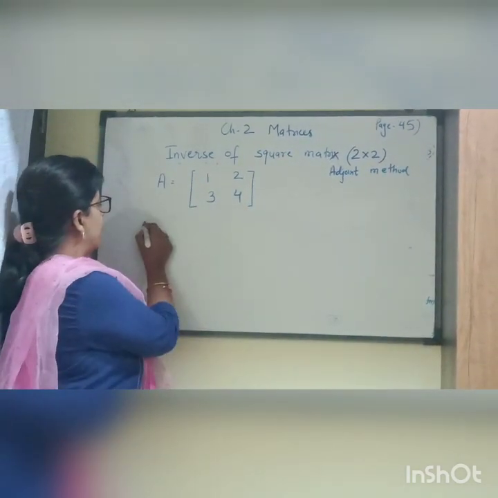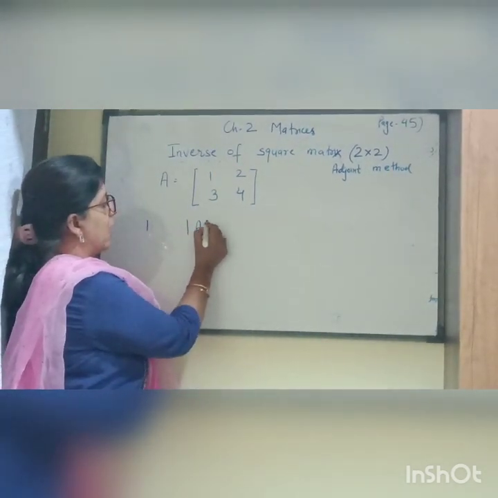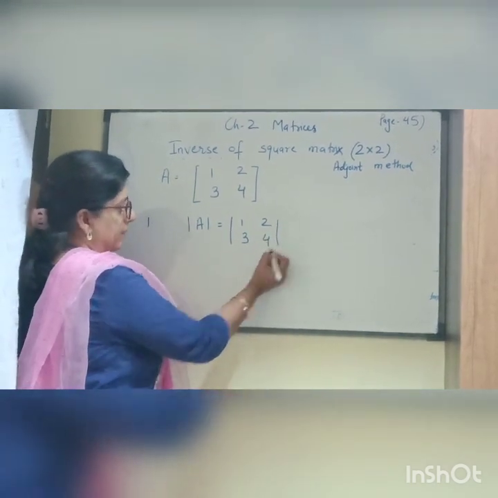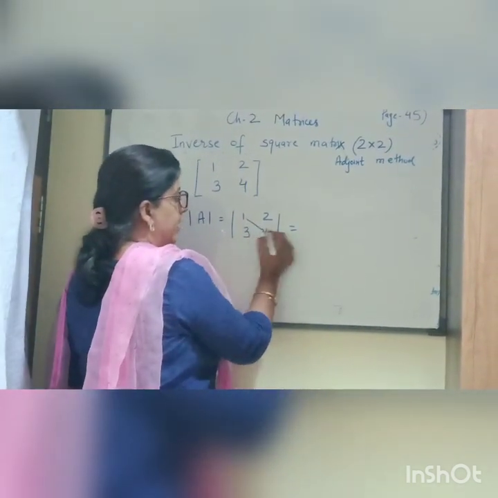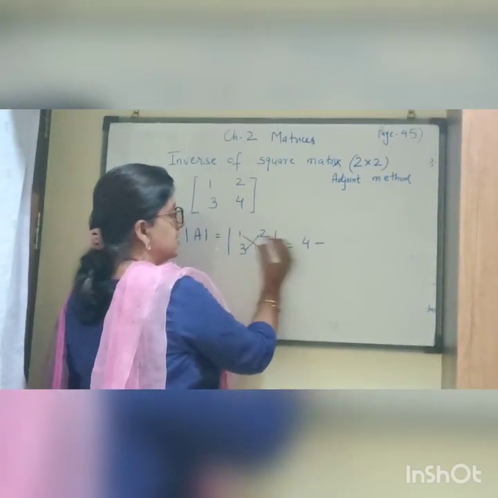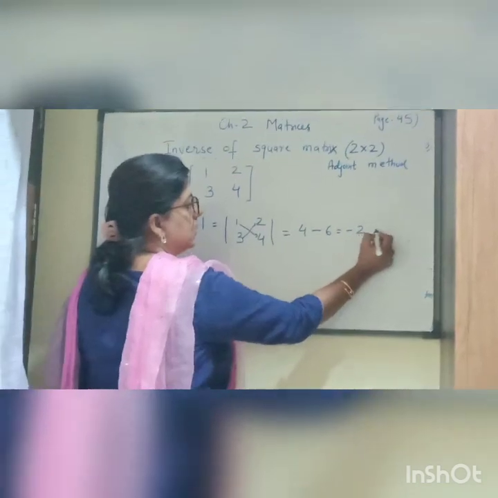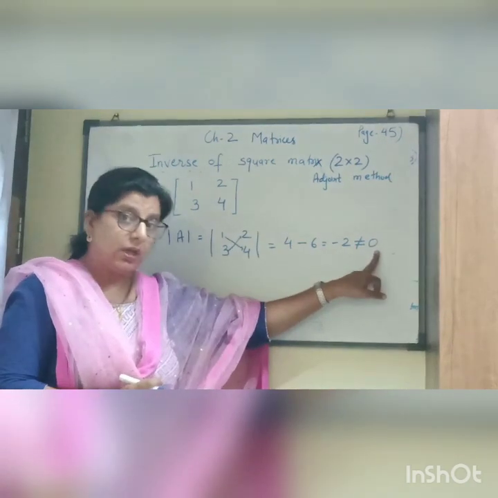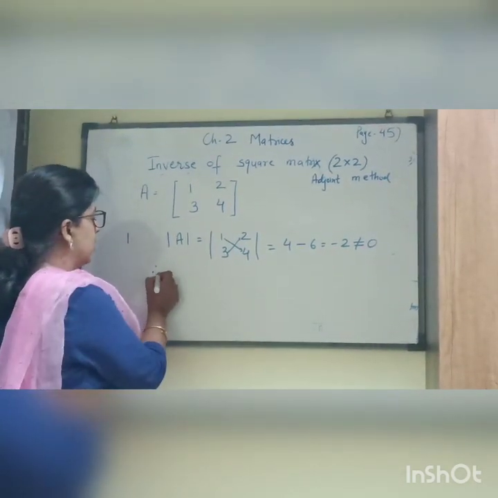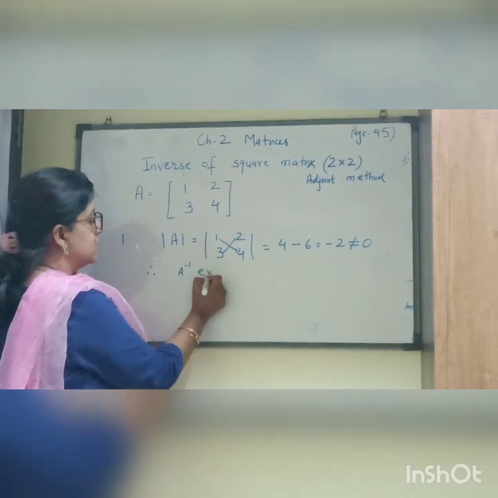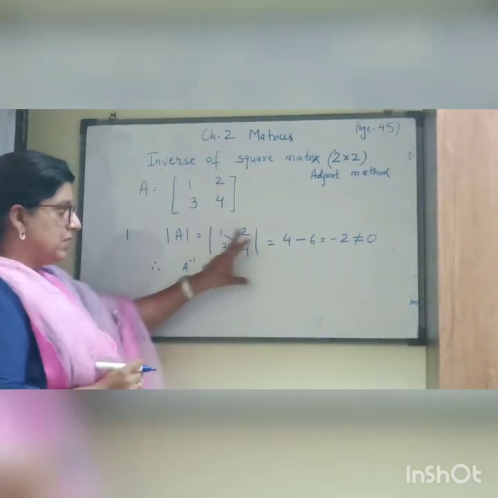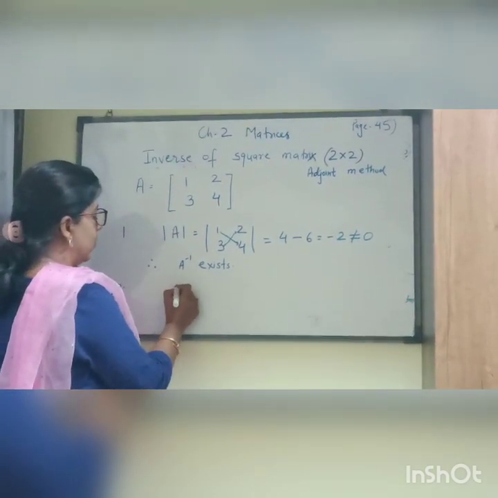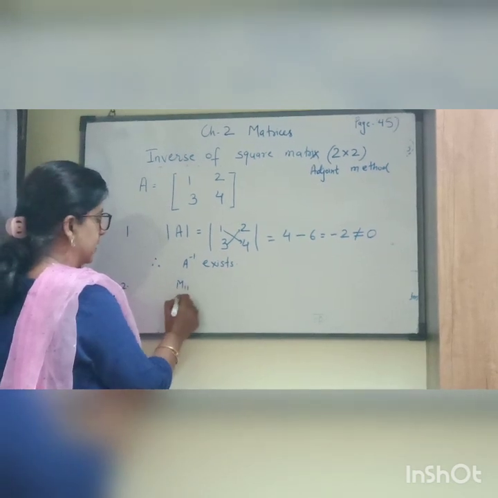So, 5 steps. The first step is to find the determinant of matrix A. So it is 4 minus 6 equals minus 2, not equal to 0. You can see the value of the determinant is not equal to 0, and therefore A inverse exists. So this is the first step. Now we'll come to the second step, in which we have to find the cofactors.